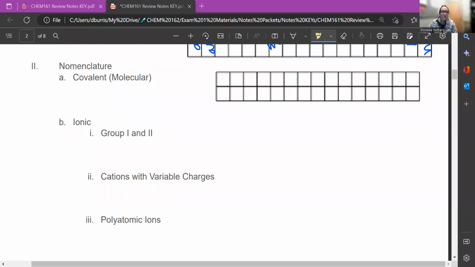Okay, so nomenclature is just another word for naming. This is definitely going to be important. If you can't name or identify chemicals, you are going to have a rough semester. All right, so if you need extra practice, make sure you do it. So nomenclature, we're going to start with covalent because those are the super easy ones.